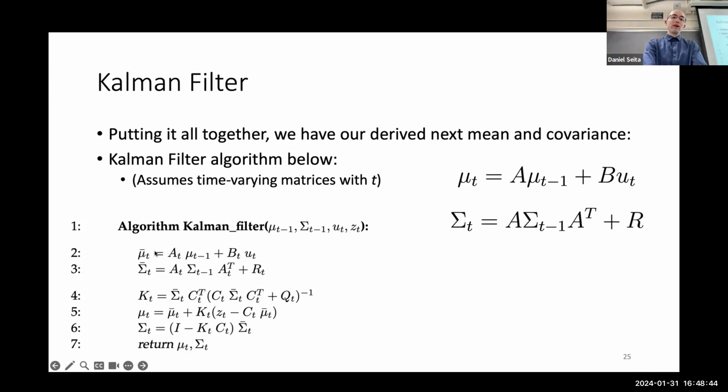And to be precise, what we've really done is we've shown lines 2 and 3. So it's the next mean and the next covariance. Now, the reason for this is that we have to take into account the measurement noise. So the computation that we did before was based on the dynamics, and then the noise from that. But we didn't consider things like the measurement noise. And that's where this thing comes in.